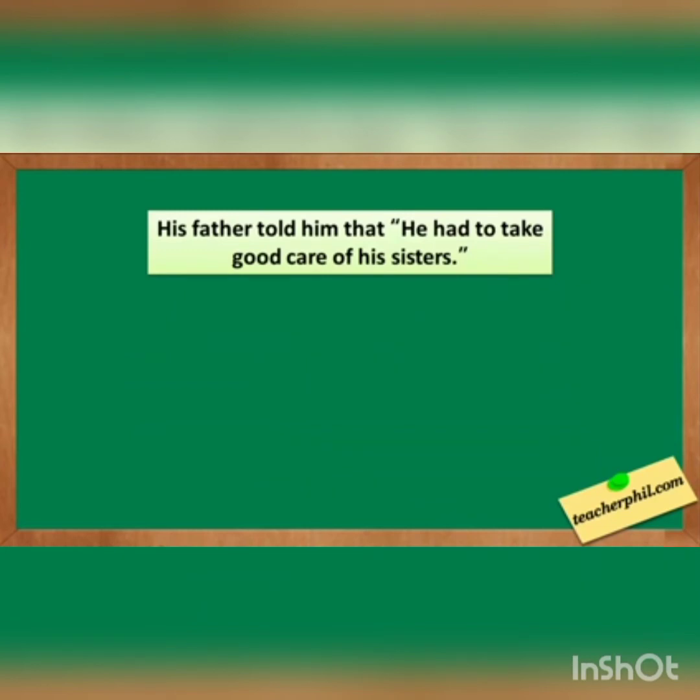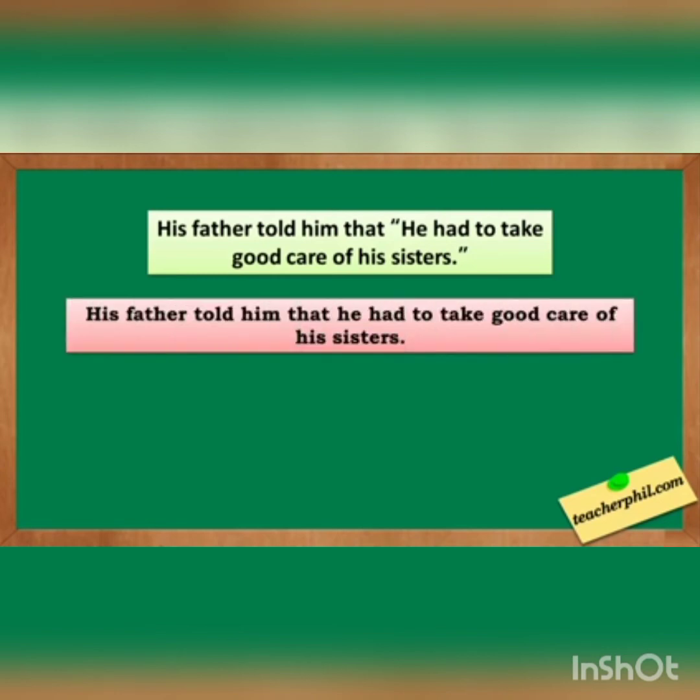Another one: "His father told him that he had to take good care of his sisters." The correct sentence is, His father told him that he had to take good care of his sisters. This is an indirect speech, so the quotation marks are not needed.